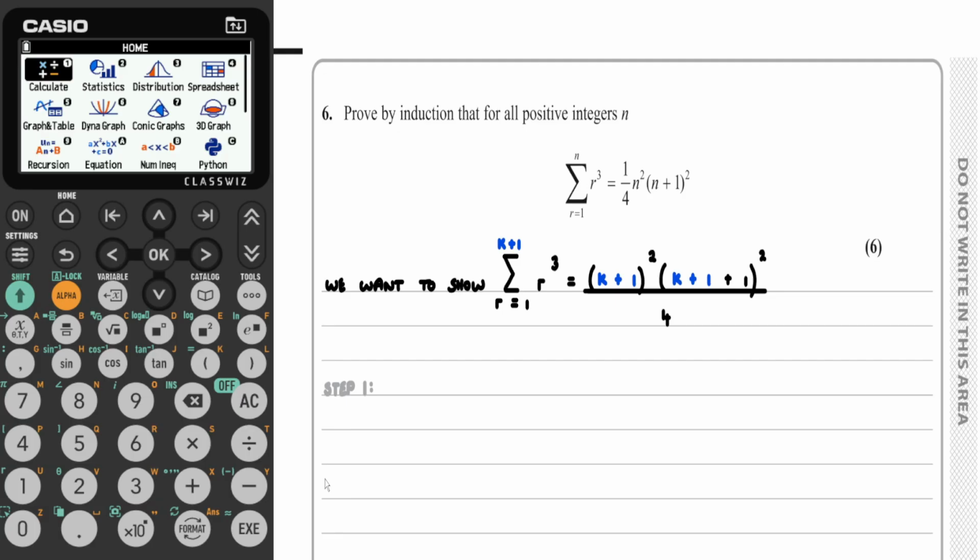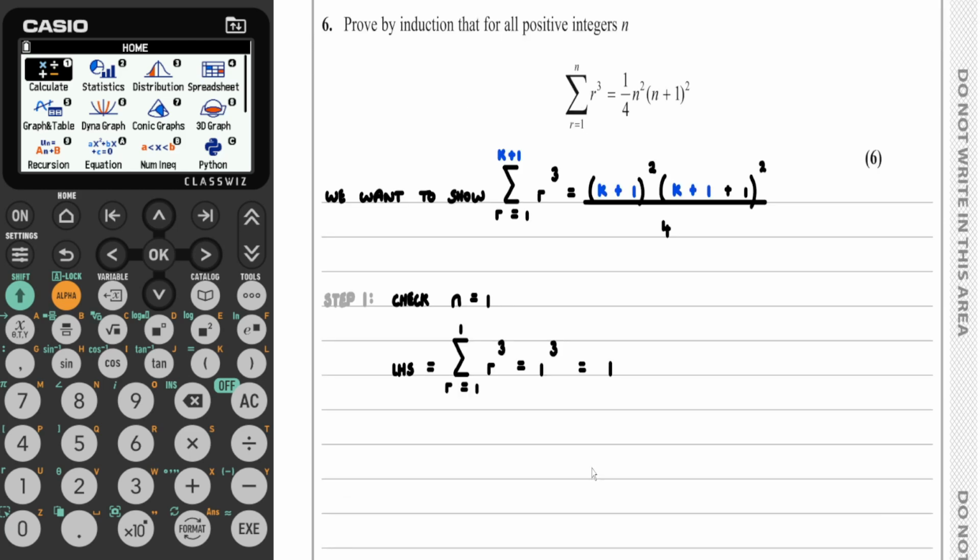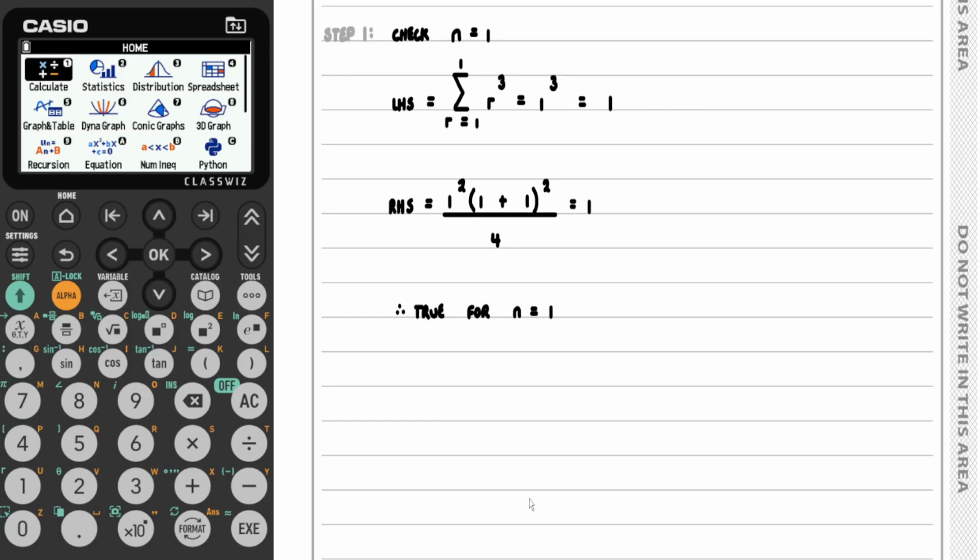Our first step is to check for n equals 1. On the left hand side of this, we have the sum of r cubed from r equals 1 to 1. And what this is equal to is 1 cubed, which is just 1. On the right hand side, we have 1 squared times 1 plus 1 squared over 4, which is also equal to 1. Meaning the result is true for n equals 1.